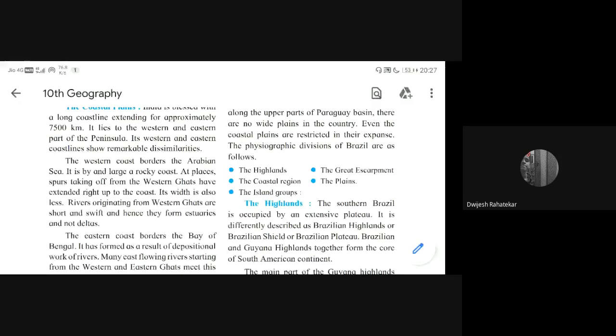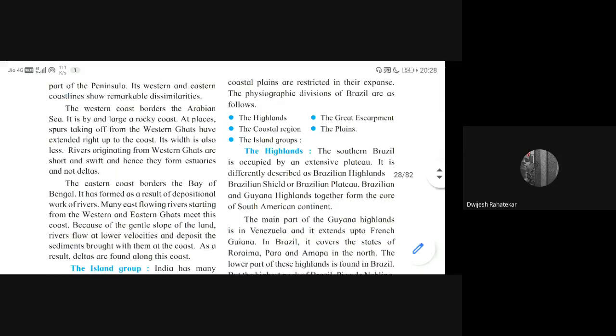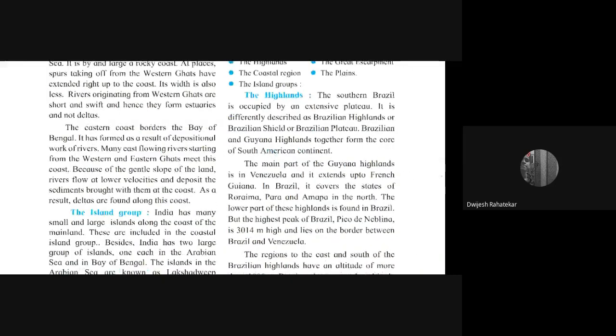The next region is called the coastal region. The next one is the plains, likewise the northern Indian plains. And the fifth is the island groups, the same as India. Okay, the same region like India, that is the island groups. So now we will see one by one. Okay, the first one is the highlands. Here we will see about the highlands.